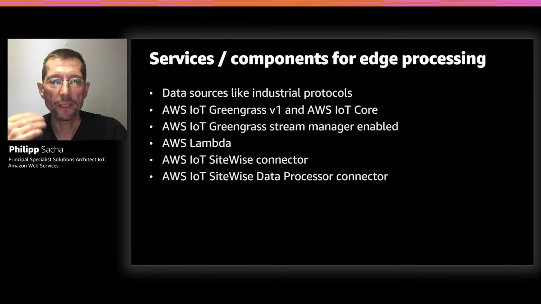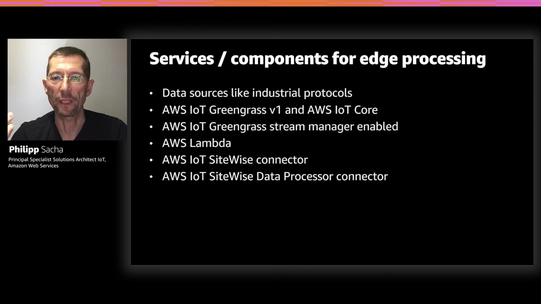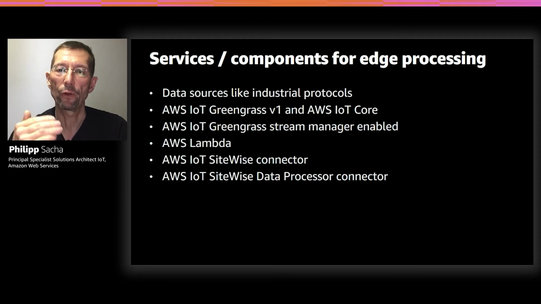So let's take a look at the services and components which are required here for edge processing. First of all, you have your data sources like industrial protocols. Then you need to have Greengrass running on a Linux box, for example. It can also run on the Snow family from AWS, or it can run on AWS Outposts. You need to have Greengrass version 1.